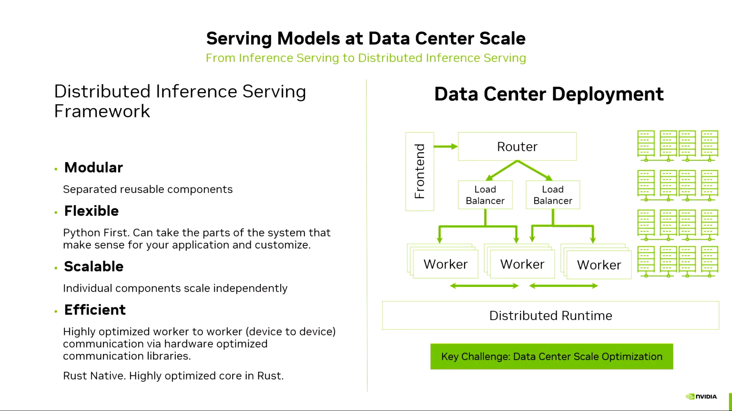So as you can see, this picture is a much more complicated picture. There's a lot more boxes on it, a lot more processes, right? The idea being that we break up, for example, the front end from the back ends, so you can scale them independently. Finally, things need to be highly efficient, as always, right? We want to have highly optimized worker-to-worker communication, which is really device-to-device. And we want to be Rust native in this case, so highly optimized core in Rust.